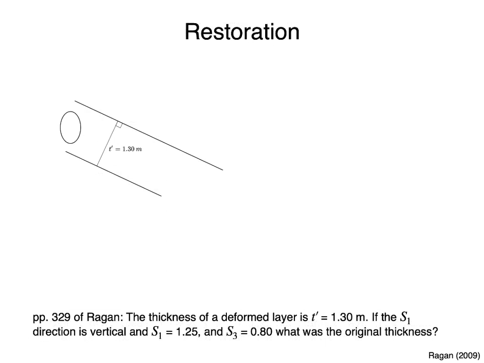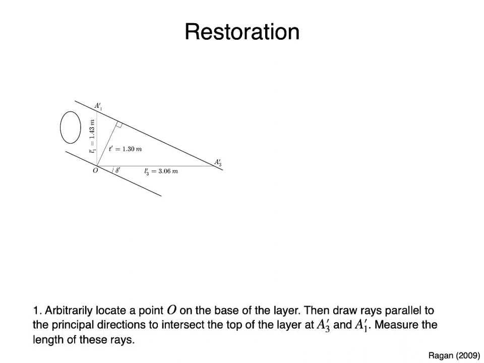Finally, let's look at the process of restoring a strained object to its initial shape and size, using the information from the strain ellipse. The thickness of the deformed layer is 1.3 meters. If S1 is vertical and is 1.25, and S3 is horizontal and is 0.8, what is the original thickness of the bed? First, we locate a point O on the base of the layer.